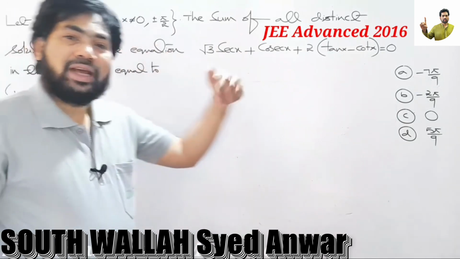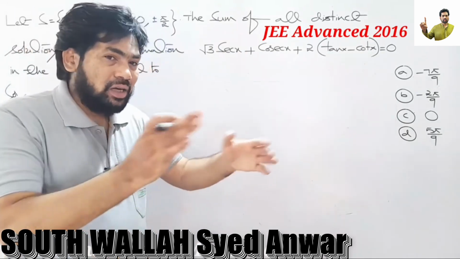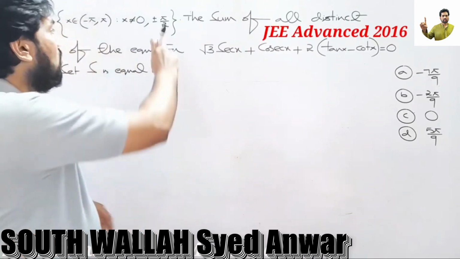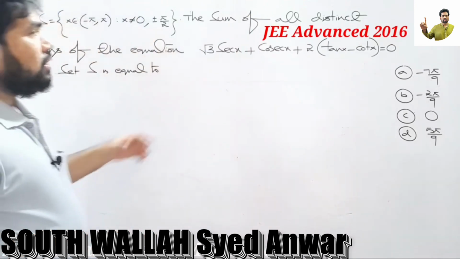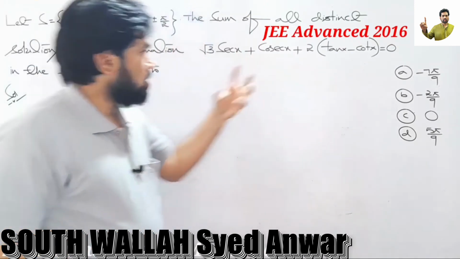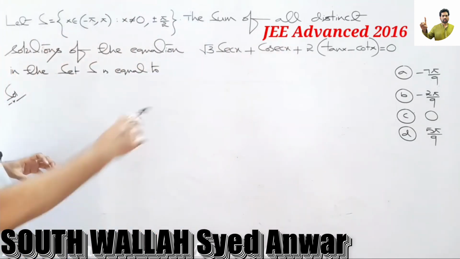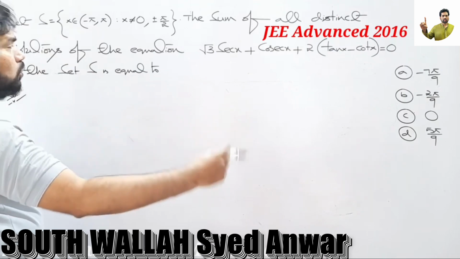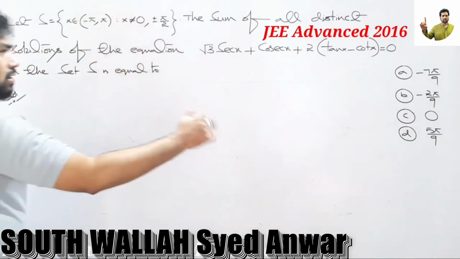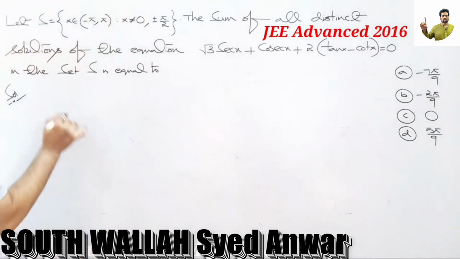Here the condition is given: x not equal to 0, x not equal to pi by 2, x not equal to minus pi by 2. This is the given equation. So we have to solve this equation to find all the distinct solutions, especially all the solutions which are lying in this interval. Now let us take the given equation.